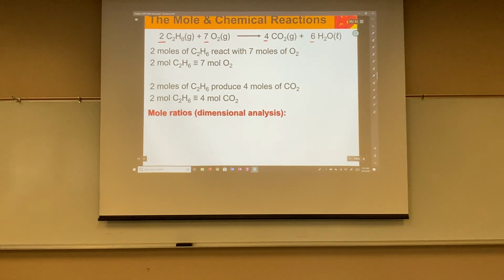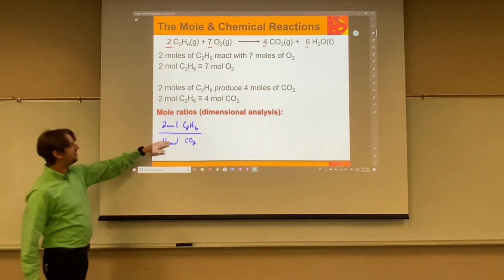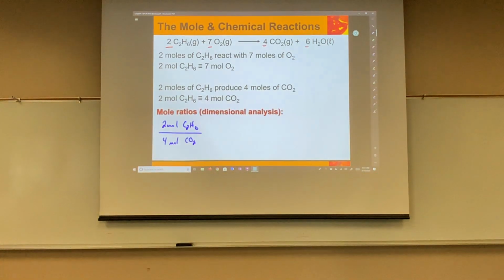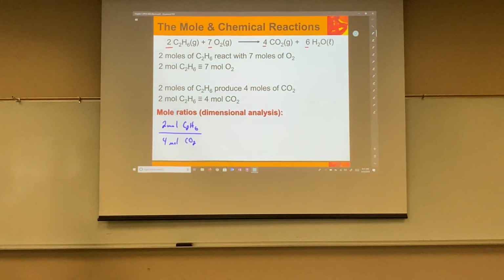So our mole ratios, let me zoom out for a second. All we're saying is that for every 4 moles of CO2, I need 2 moles of C2H6. Could I flip that ratio? Yes, I can. Do you guys get what I'm setting up here? All we're doing is setting up how we're going to convert moles of one thing into moles of another. That's it.